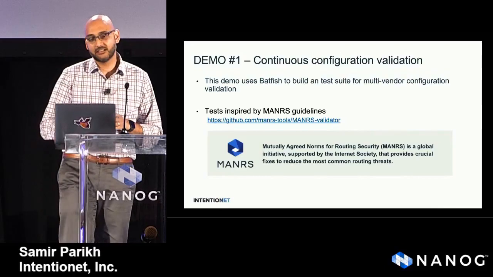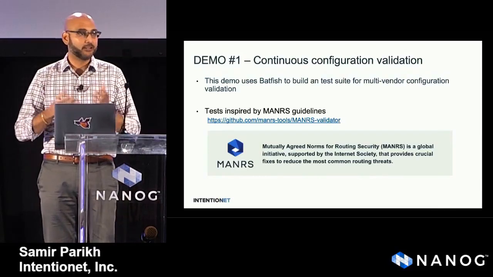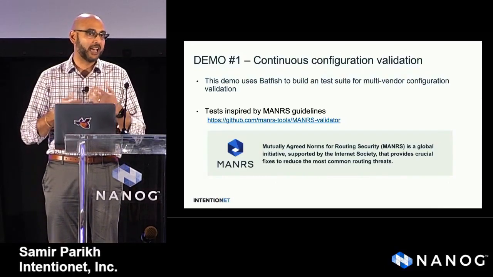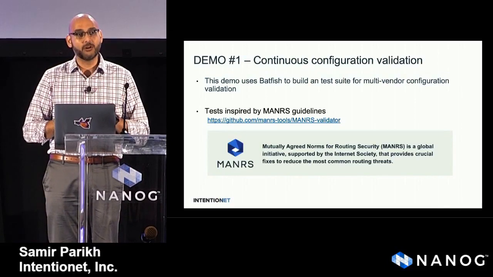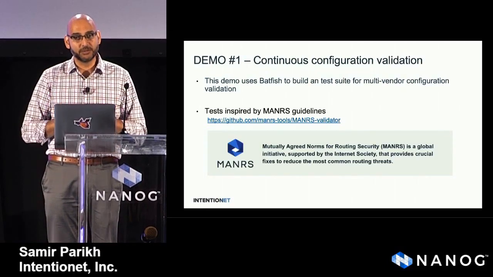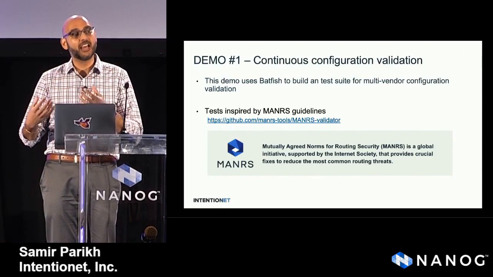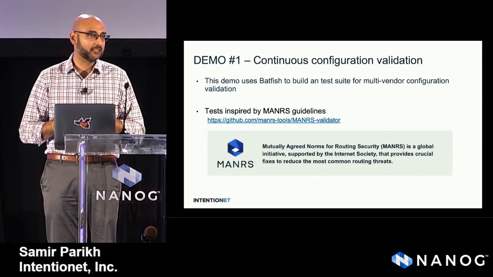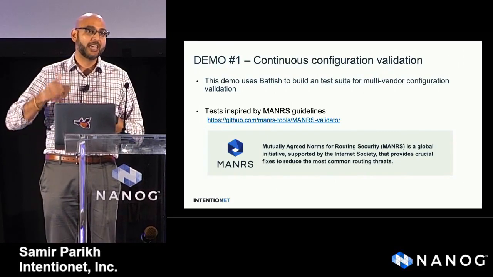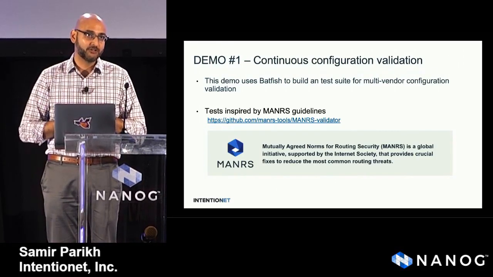A lot of these tests are inspired by what the MANRS community has put together in their guidelines. They have a robust set of tools that they want people to use as they're building BGP routing policy at the edge. Working with them, we've turned those guidelines into a series of policies that Batfish can execute for you every time you are looking to make a change to that peering config.